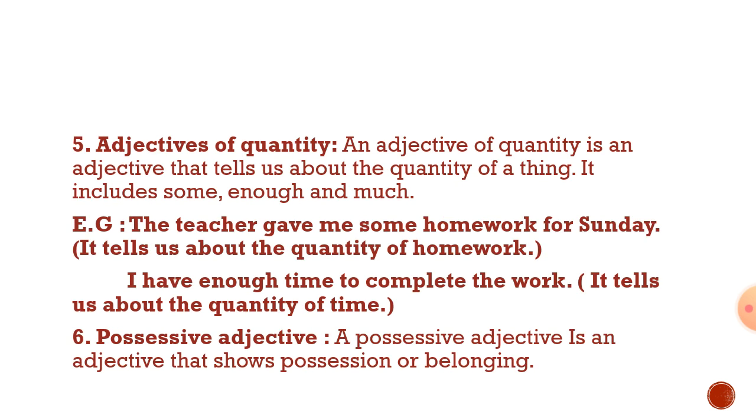Now, fifth is adjectives of quantity. An adjective of quantity is an adjective that tells us about the quantity of a thing. It includes some, enough, and much. For example, the teacher gave me some homework for Sunday. It tells us about the quantity of homework. Second example is I have enough time to complete the work. It tells us about the quantity of time. The words some and enough are adjectives since they tell us about the nouns homework and time respectively. Some tells us how much homework the teacher gave and the word enough tells us how much time I have. These adjectives are adjectives of quantity.